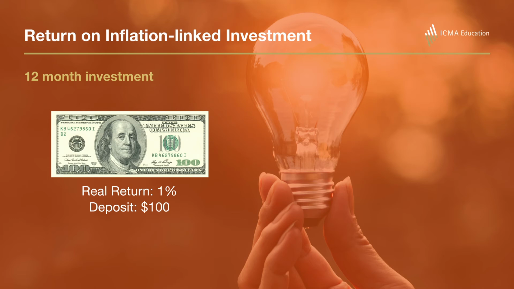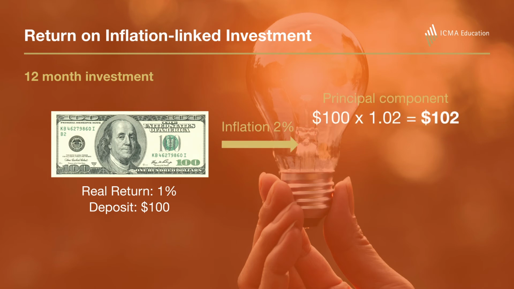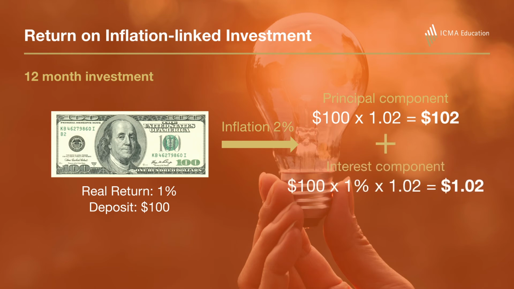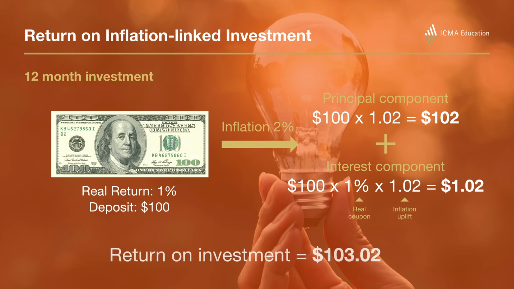The individual will be repaid their initial investment of $100 plus a 2% uplift for inflation. This is equal to $102. They will also receive a real rate of return of 1%, which in cash flow terms equates to $1.02 per 100 nominal. This is the coupon uplifted by inflation of 2%. So how much would they receive at maturity? $103.02. This is enough to buy 1% more goods and services, as illustrated by the chocolate example.